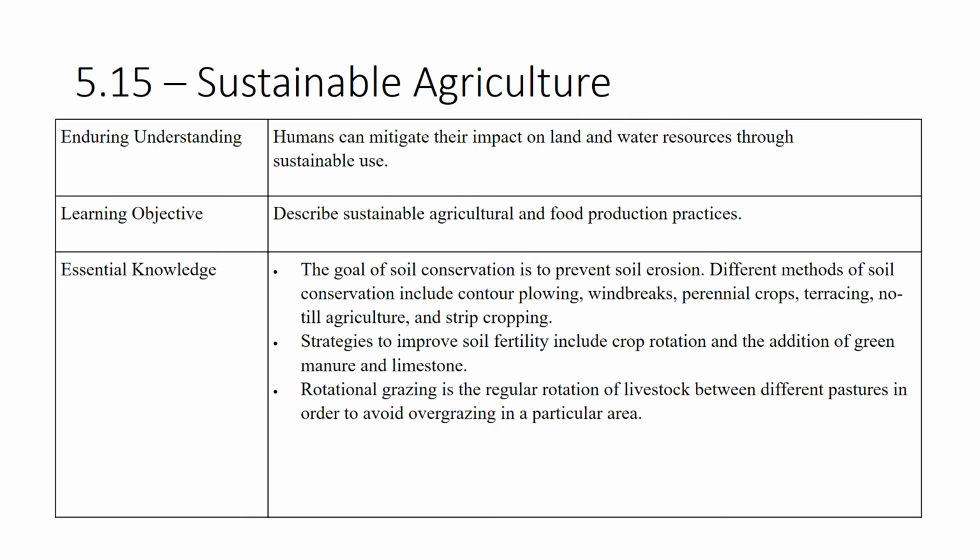So now we're going to take a look at sustainable agriculture. How can we grow food on land without depleting our nutrients and our soil and our water in order for us to have food for years and years to come? I do want to point out that rotational grazing is part of this, 5.15. I talked about it in a different PowerPoint, so I won't be talking about that this time.